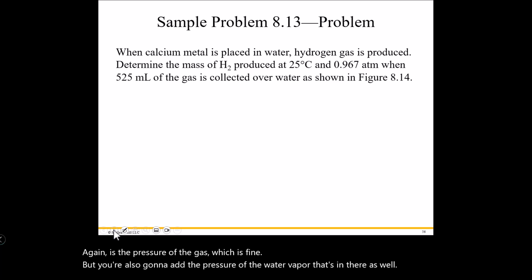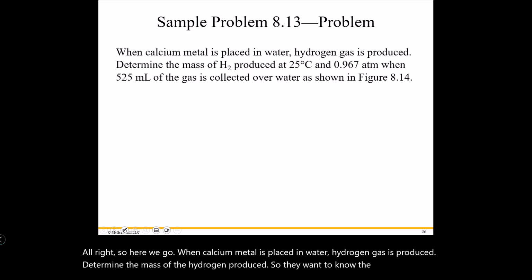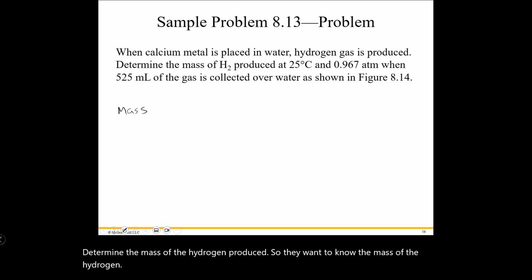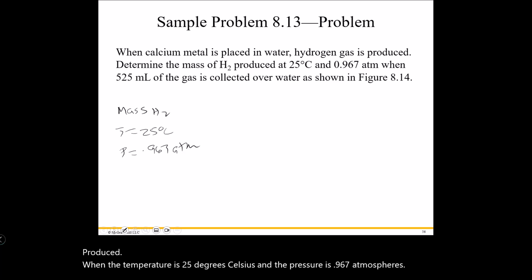All right, so here we go. When calcium metal is placed in water, hydrogen gas is produced. Determine the mass of the hydrogen produced when the temperature is 25 degrees Celsius and the pressure is 0.967 atmospheres, and the volume of gas collected is 525 milliliters.